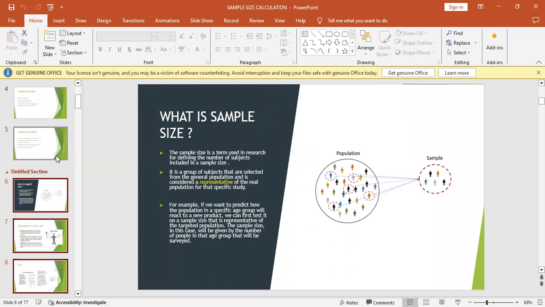Now, what is a sample size? Sample size is a term used in research for defining the number of subjects included in the sample. It is a group of subjects that are selected from the general population and is considered a representative of the population for that specific study. As shown in the figure, this is the population and our sample is drawn from this population that is truly representative of that population.